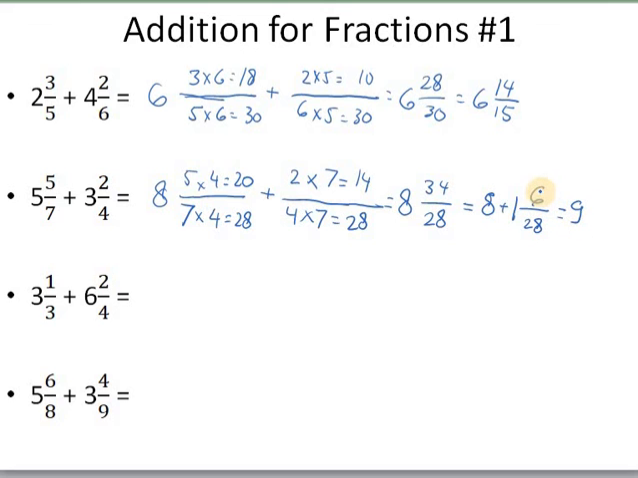9. Okay, this one 9, and then 6 out of 28. I think you can just do it by dividing by 2, right? So divide by 2, this 6 becomes 3, divided by 2, this becomes 14. So this is the final answer.